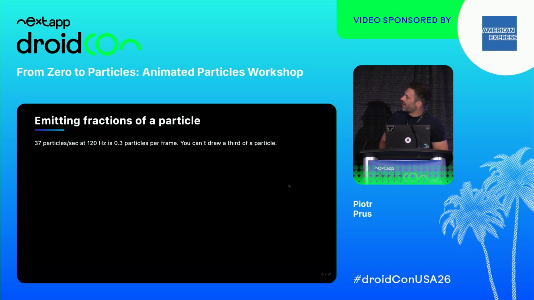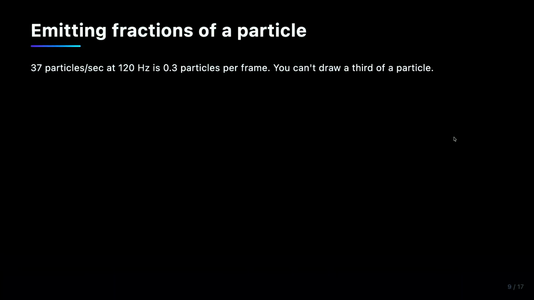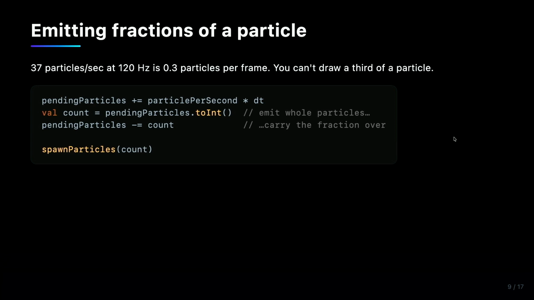Next one. The library is handling the fraction of particles as well. So if you would like to send, for example, 37 particles at 120 hertz, that gives you 0.3 particles per frame. And I'm doing some very easy math here to just calculate the remaining part of the particles and adding that to the next frame.